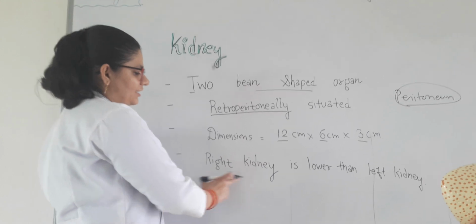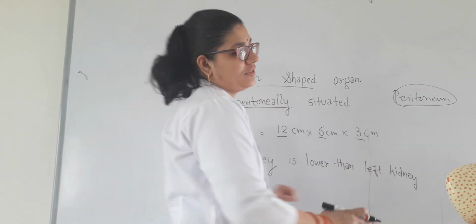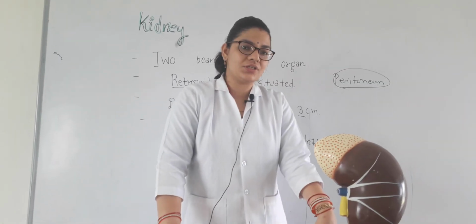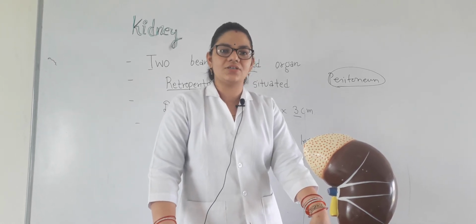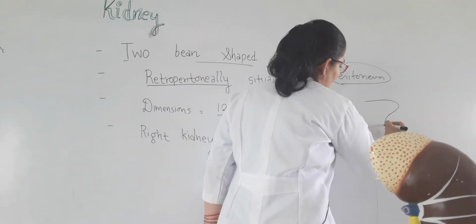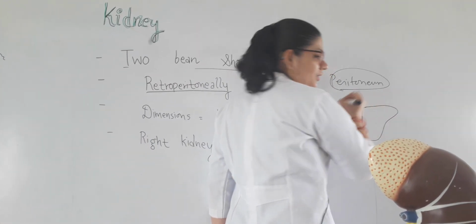Moreover, the right kidney is always lower than the left kidney. So you might have a question, why is it so? Because the liver is situated on the right side. So because of that, you can see here in this picture, this is a wedge shape of the liver.